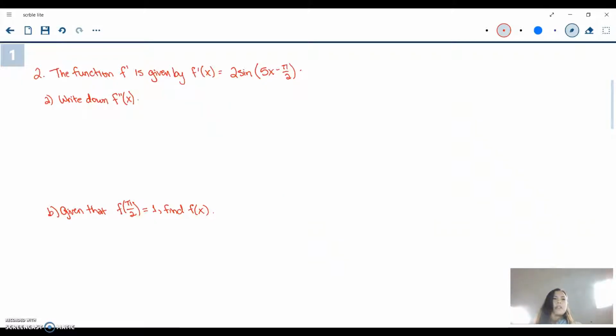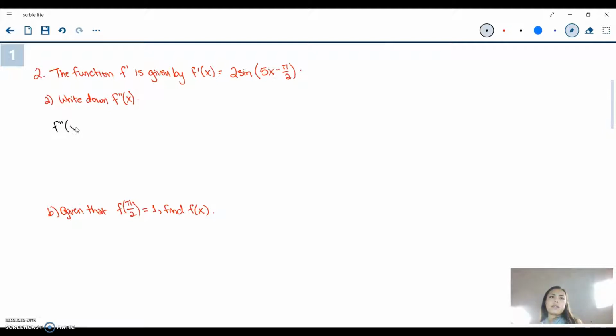So, this is going to be our second question in our chapter 5, higher level IB mathematics review. It tells us that the function f prime, the derivative of f, is given by f prime x equals 2 sine 5x minus pi over 2. Write down the second derivative. So we're just going to do the derivative of f prime x.